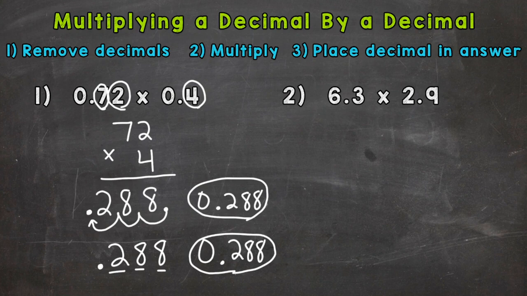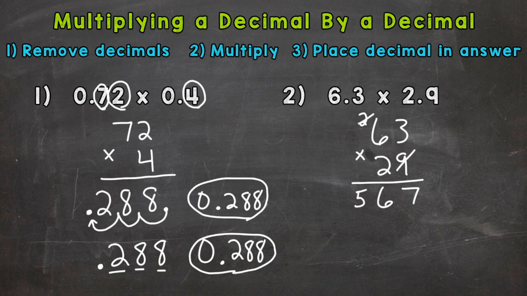On to number 2, where we have 6 and 3 tenths times 2 and 9 tenths. So first step, remove and forget about any decimals, and we end up with 63 times 29. Now we multiply. 9 times 3 is 27. 9 times 6 is 54, plus 2 is 56. Done with the 9, done with the 2. We're going a place to the left here, so we need our 0 as we work our way over to the 2. 2 times 3 is 6. 2 times 6 is 12.